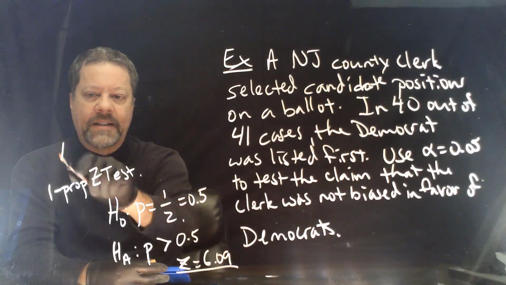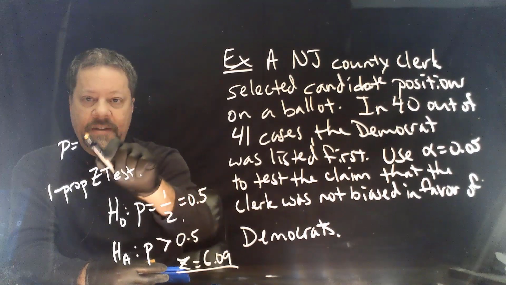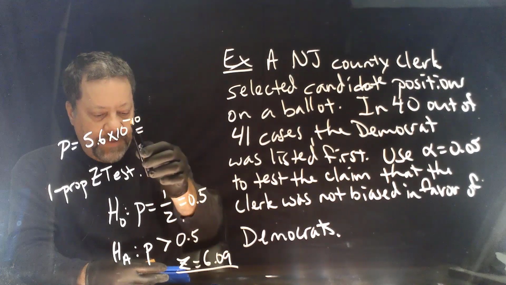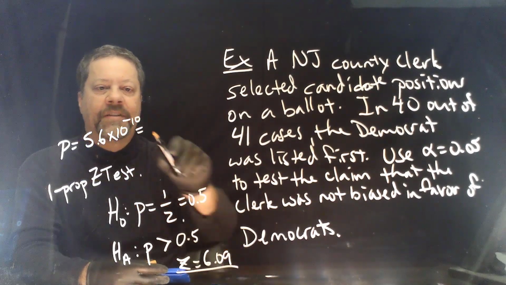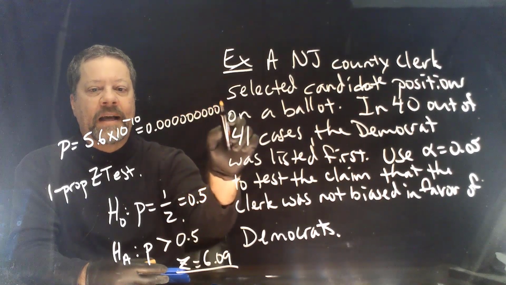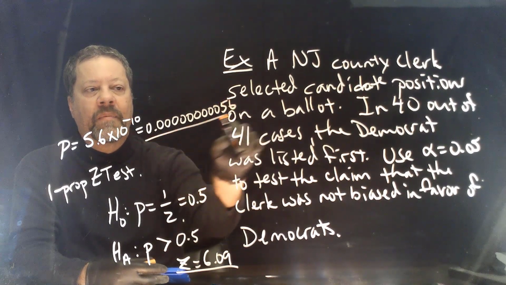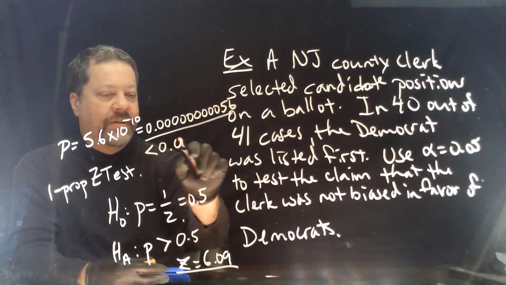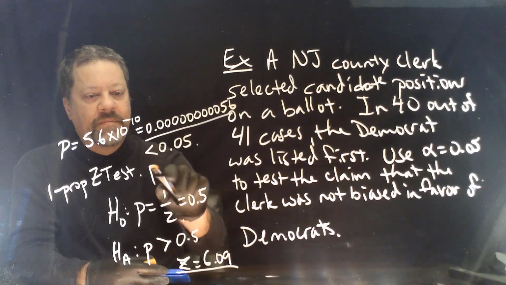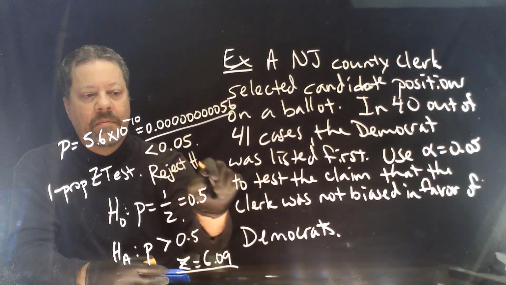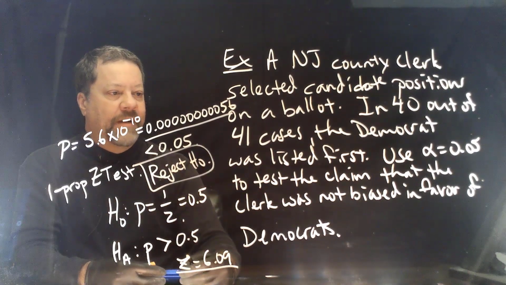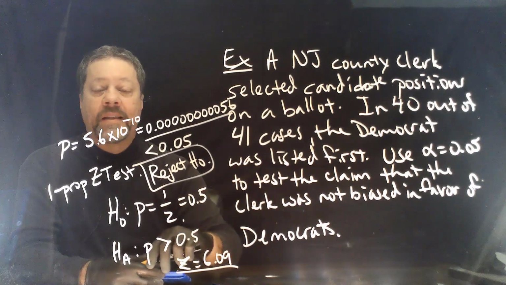The p-value really tells the tale. The p-value says 5.6 times 10 to the negative 10. If you move that decimal place 10 places to the left, you get 1, 2, 3, 4, 5, 6, 7, 8, 9 zeros, and then your 5, 6. That's way less than 0.05. Therefore, we reject the null hypothesis. The county clerk was not using a fair, simple random process, and the county clerk was biased.